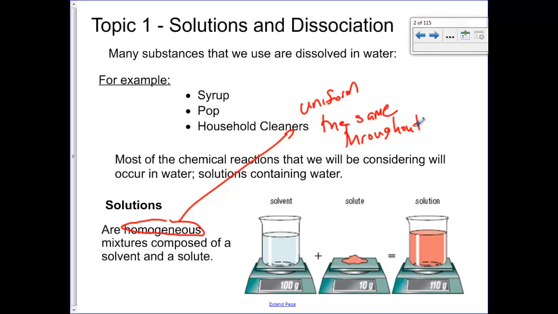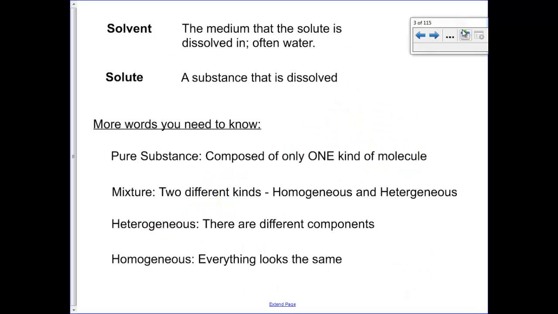So a proper solution, you should not be able to see layers to it. In terms of these two guys right here, I would say the orange juice crystals are a solution. They dissolved, whereas the oil is not really making a solution per se. The other words I want to talk about are solute and solvent, and I think I have those definitions on the next slide. I do.